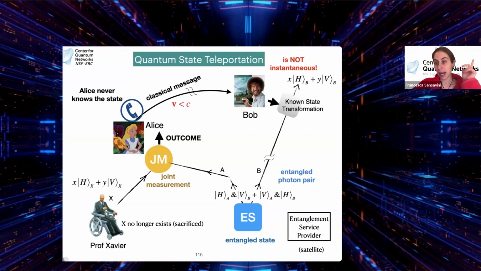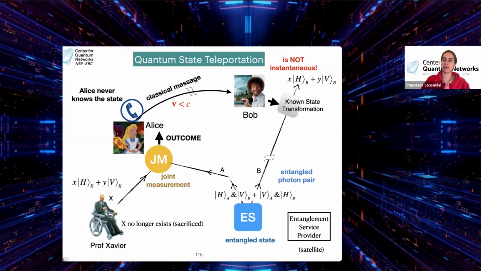Last important thing to point out is that this is not instantaneous. So again, we see we can't use this entanglement for faster than light communication. Bob needs to wait for Alice's call to implement the specific state transformation on his photon. Without Alice's call, he can't retrieve the original state.